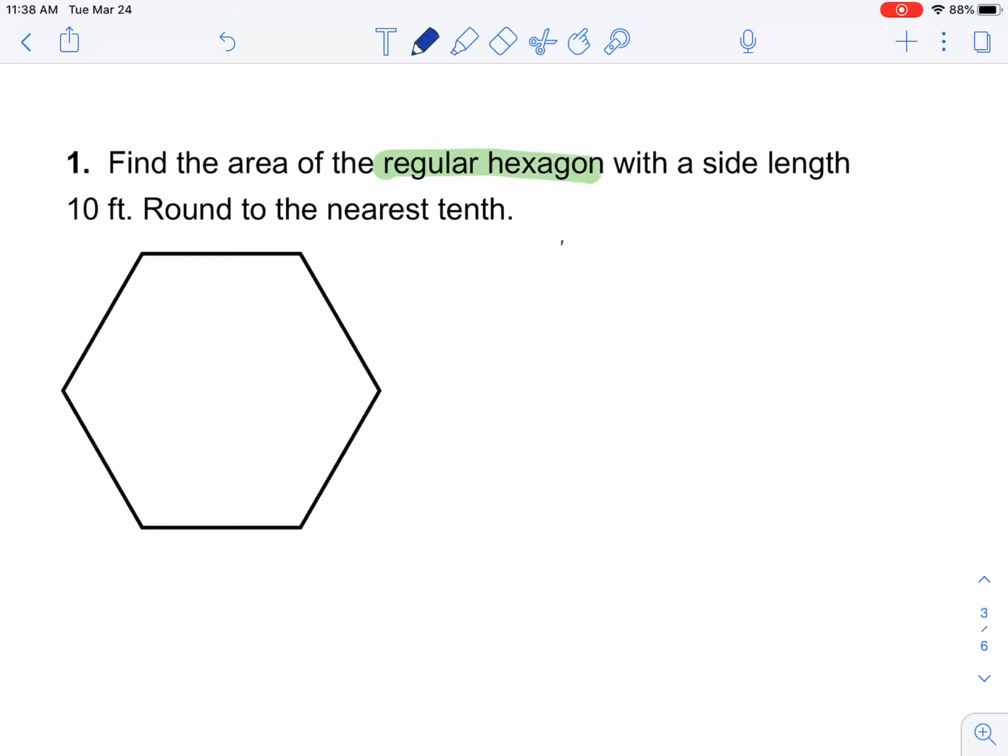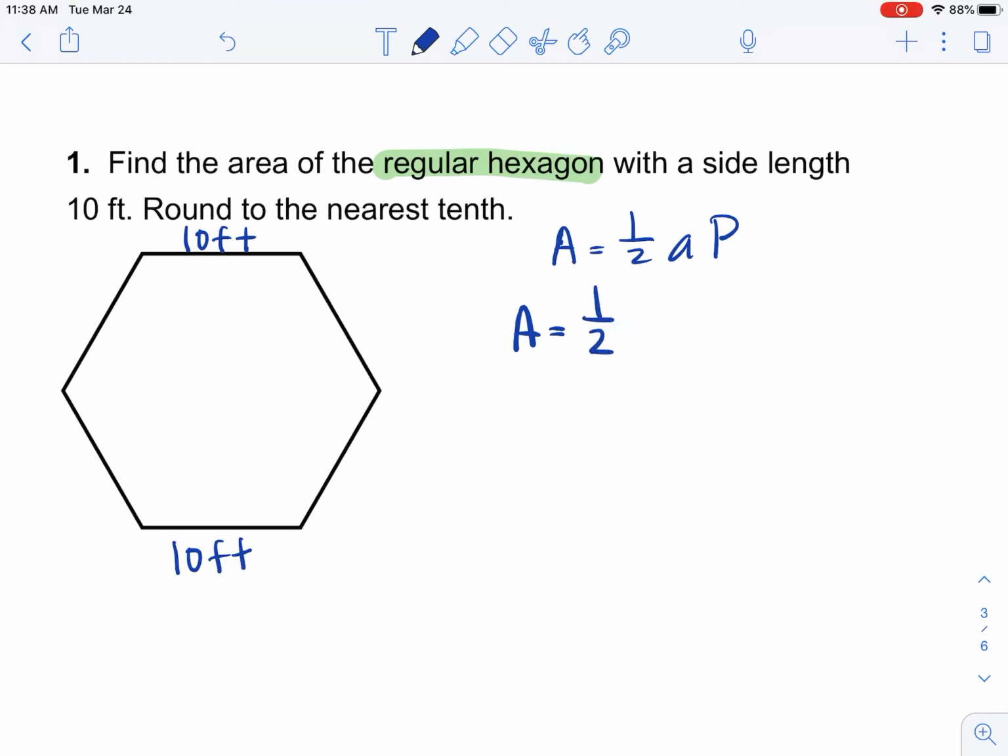Find the area of the regular hexagon. So it says regular hexagon, so I'm going to write down my formula. Area equals 1/2 apothem times perimeter. It tells me that the side length is 10 feet. So I know each side is 10 feet. I can put that here, I can put it at the bottom, I can put it on any side that I want. Round to the nearest tenth. So find the area, round to the nearest tenth.